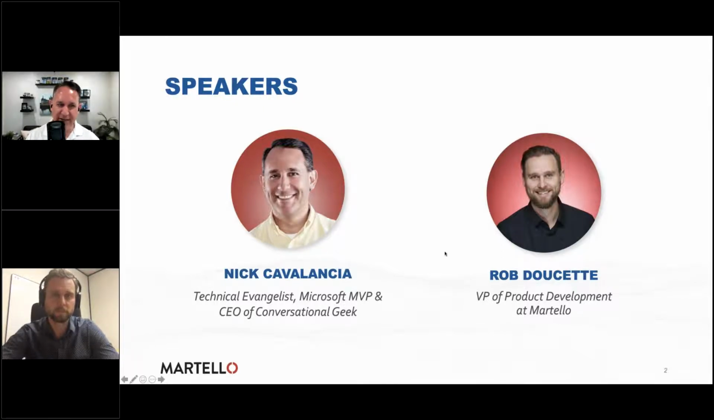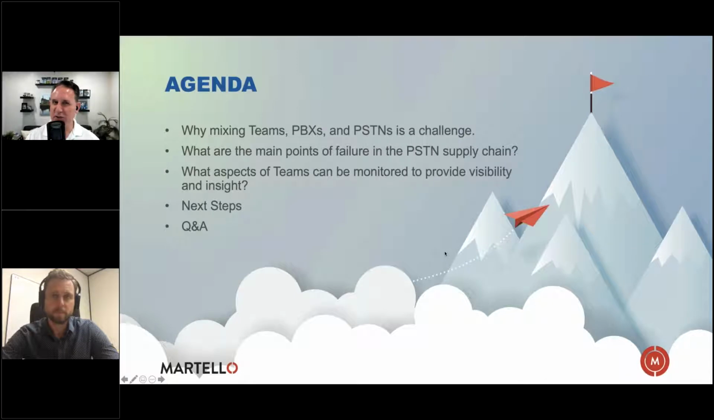And so our agenda today is relatively simple. I want to talk first about the problem of why mixing Teams with those legacy products can be a challenge. I want to talk about the main points of failure when it comes to utilizing what I'm overgeneralizing as the public switch telephone network, as a supply chain, if you will, meaning all of those parts that now have to plug into Teams. Then we'll talk about what aspects of Teams can be monitored to provide some degree of visibility and insight into understanding where the problem is, and then maybe even what the problem is and how to solve it. And then we'll talk a little bit about next steps and some Q&A.